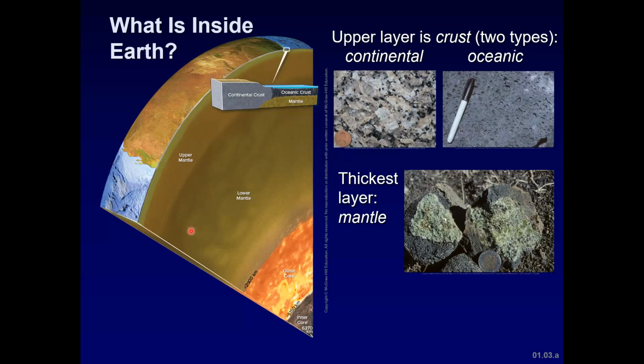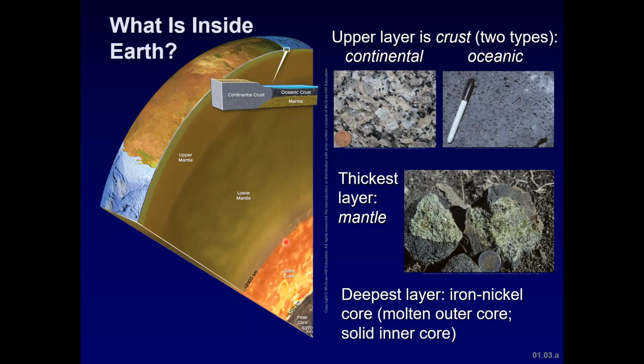The thickest layer of this planet is the mantle, and we have the upper mantle. That's mostly composed of a green mineral called olivine. The lower mantle is similar in composition to the upper mantle, but it has minerals that form at very high pressures.